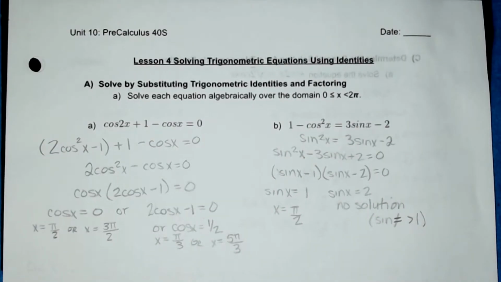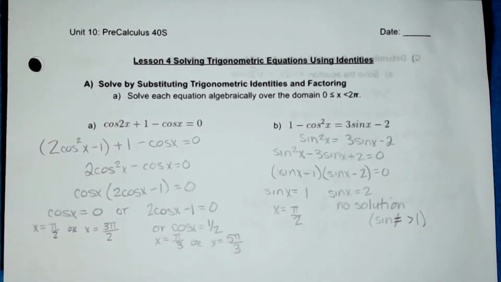Welcome to Unit 10, Lesson 4, Solving Trigonometric Equations Using Identities. Now that we understand how to apply trigonometric identities to solve problems and to prove that the solutions are true for values of x, what we're going to do is work on solving these equations algebraically. So in this sense, what we're going to do is find the actual values of x.